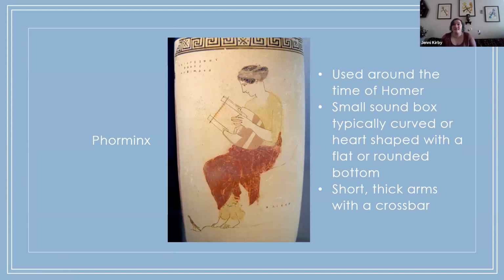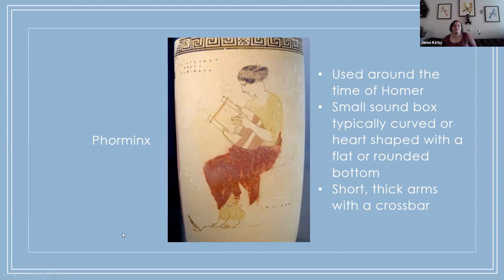So there are different types of lyres. The first one I'm going to talk about is the pharynx, and this is the one that would have been used at the time of Homer. It has a small sound box, which is typically curved or in a heart shape here. And then it's either rounded or flat at the bottom. And then it has these short, stocky little arms that come up with a crossbar. And then we've got our strings there.